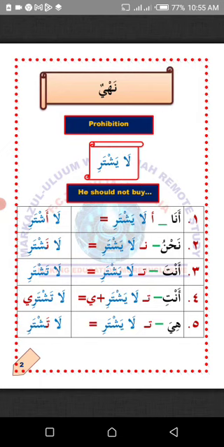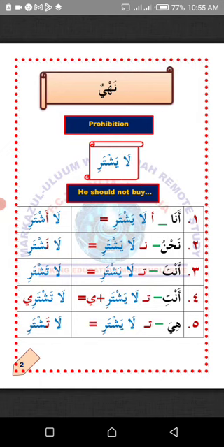Nahyun, prohibition. We are going to learn from this lesson how to instruct others in Arabic not to do something using different forms of verbs. The question is, how do we change the verb لا يشتري to suit the pronouns below?